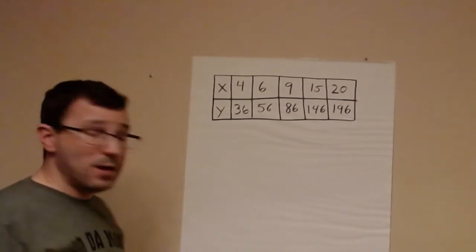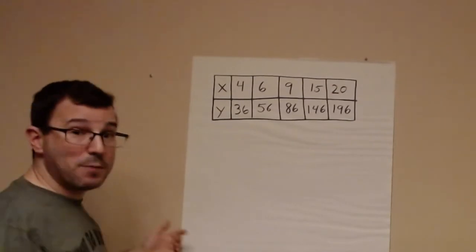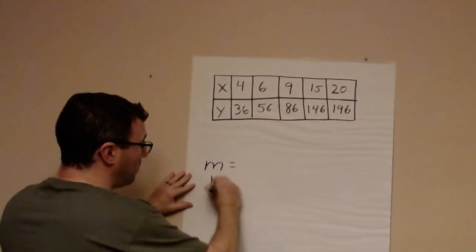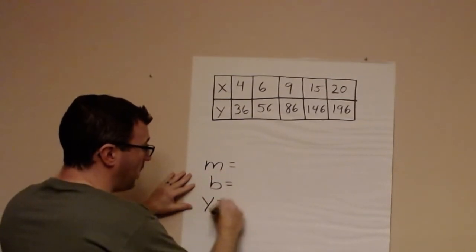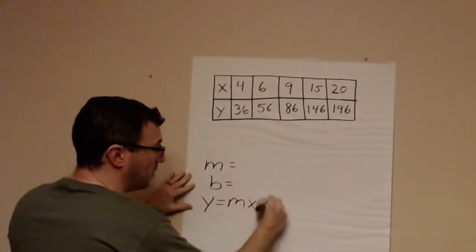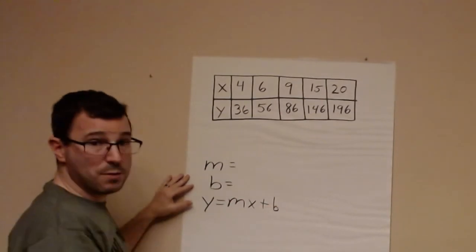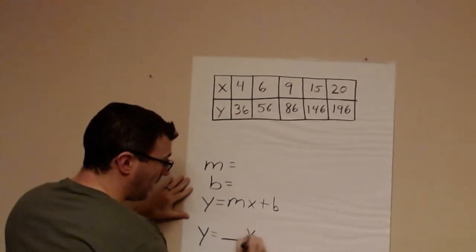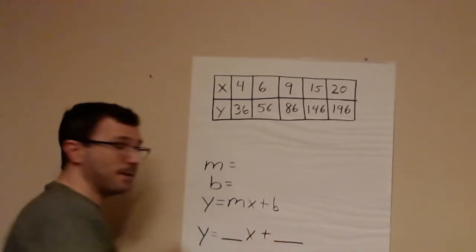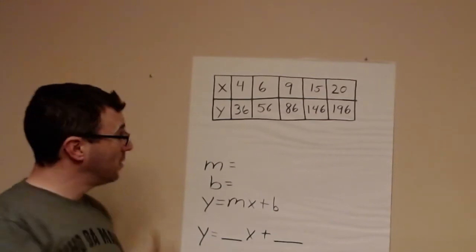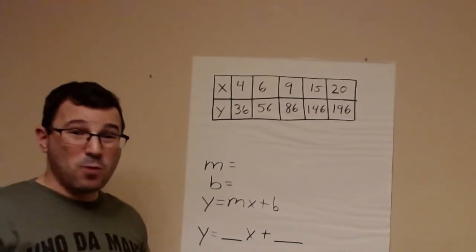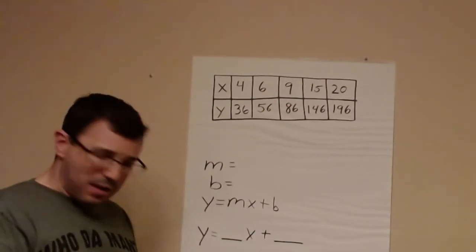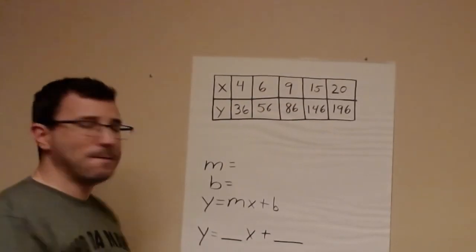But I need to write an equation for this, so the first thing I'm going to do is write my template: m equals, b equals, y equals mx plus b. Y equals blank x plus blank. Okay? So, like I said, my y-intercept is not there.